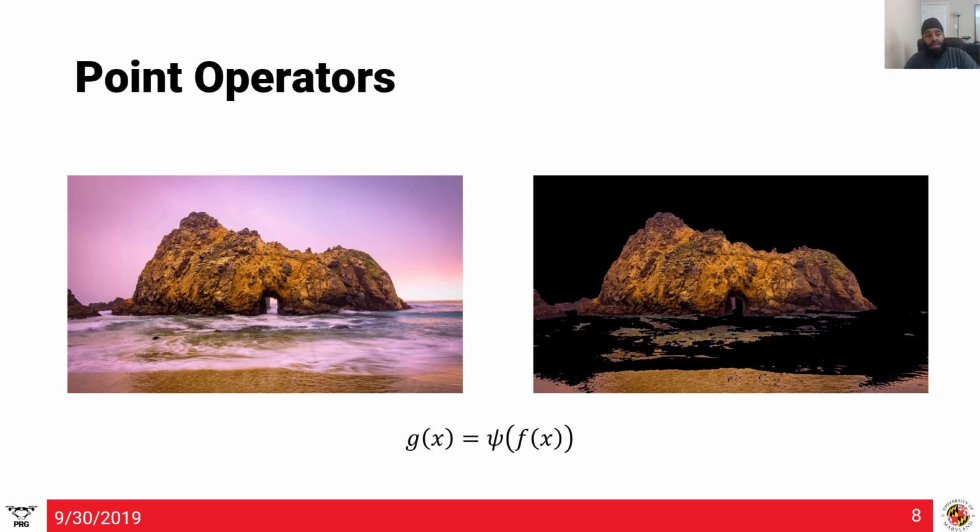So there's a thing called point operators. What a point operator does is, let's say you have one particular pixel right here, right? You apply a function that only and only changes the value of that particular pixel. It doesn't matter what the neighboring pixels are. So in this case, I'm trying to threshold pink.